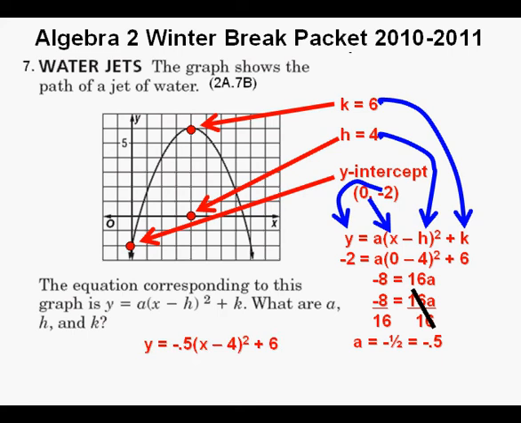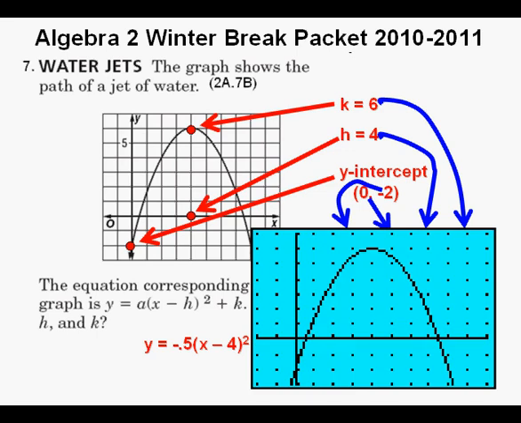So rewriting the equation, we have y equals -0.5 times quantity x minus 4 squared plus 6. And that is the equation in vertex form after we were able to find a, h, and k. And here is that equation graphed with the equation in the function editor and the window adjusted just like the original graph, and it shows that we got it exactly right.